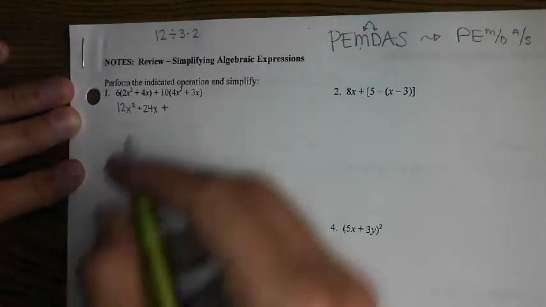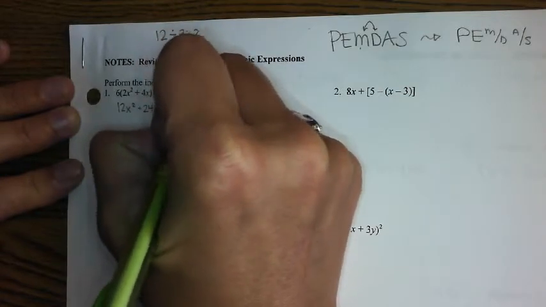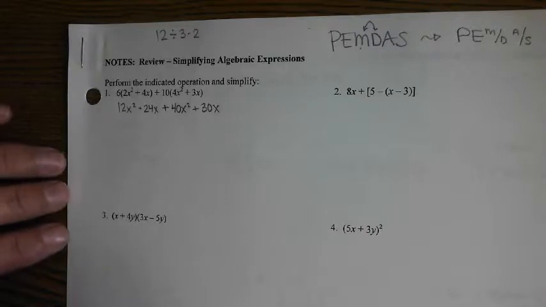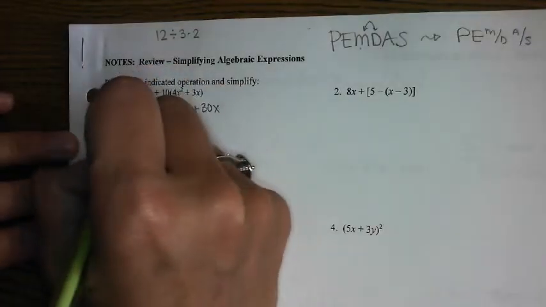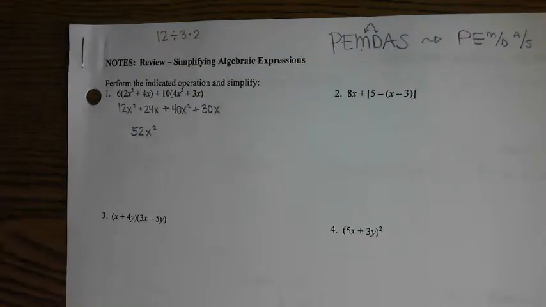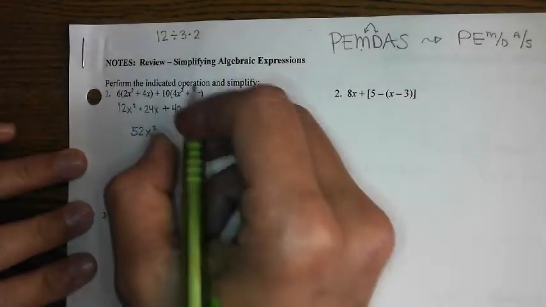Six gets distributed, the 10 gets distributed, and we combine like terms. So 40 and 12 makes 52x squareds. 24x's, 30x's makes 54x's.